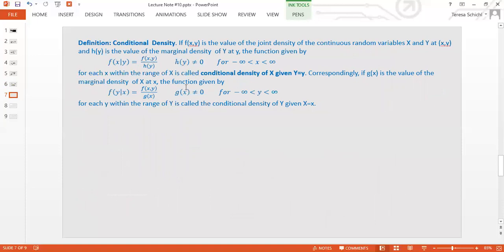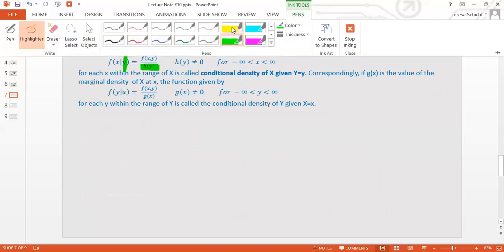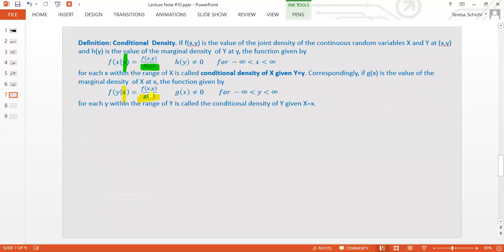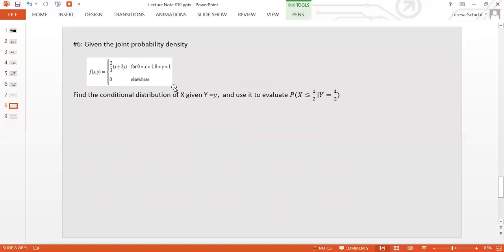Okay, so now for the conditional density, if this is continuous, it's the same thing here. If you want to find x given y, then your condition is y. If you want to find y given x, then your condition is g(x), and the g(x) is here and the h(y), that's the marginal. We did some examples in our previous video to show you how to do the marginals, so you just integrate that out. Okay, let's take a look here. This is the same example we did before.